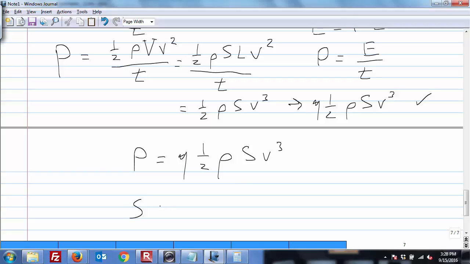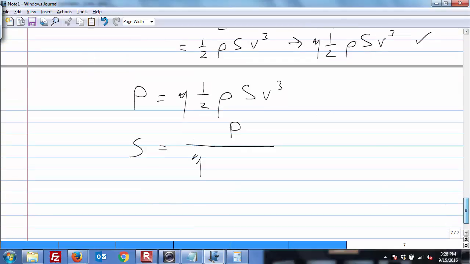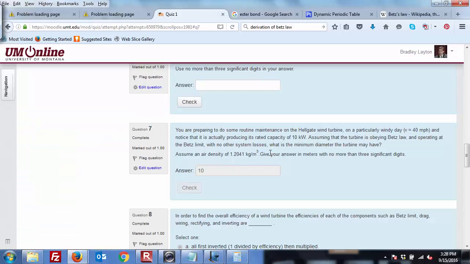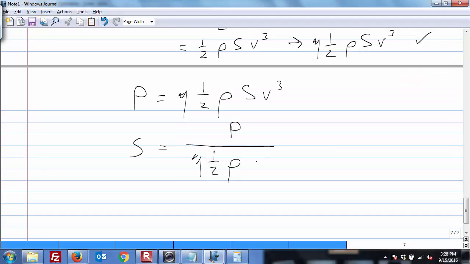Your S equals the power over the efficiency, which we just calculated, which is 16/27, times 1/2, times the density of air, which I believe is also given right there. Let's see, power over the velocity cubed. So I've given you the power, you know what the efficiency is, the 1/2 is given, you know the density, and you know the velocity. So it's just one equation, one unknown, plug and chug.